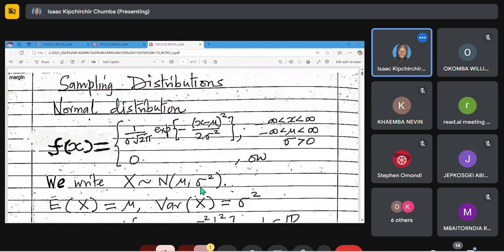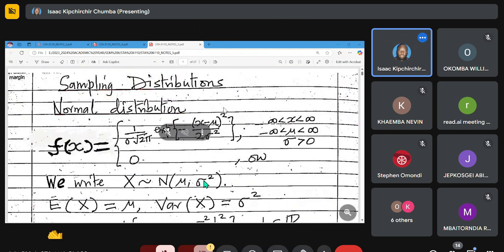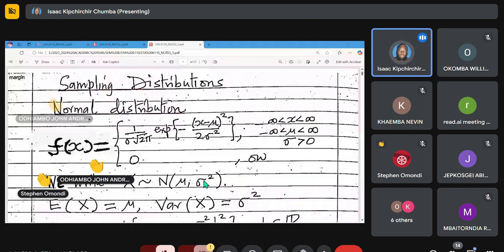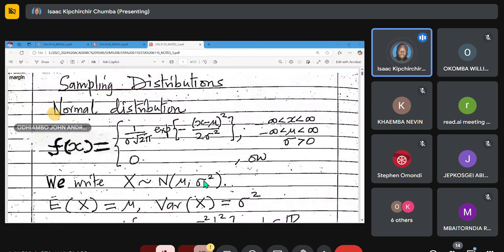Anyway, that marks the end of conditional distributions and all that goes with it. I beg we stop there today. Next time we shall focus on what we call sampling distributions, very important, and then the law of large numbers. So what is remaining on probability are the sampling distributions and the law of large numbers, and then we start statistical inference.